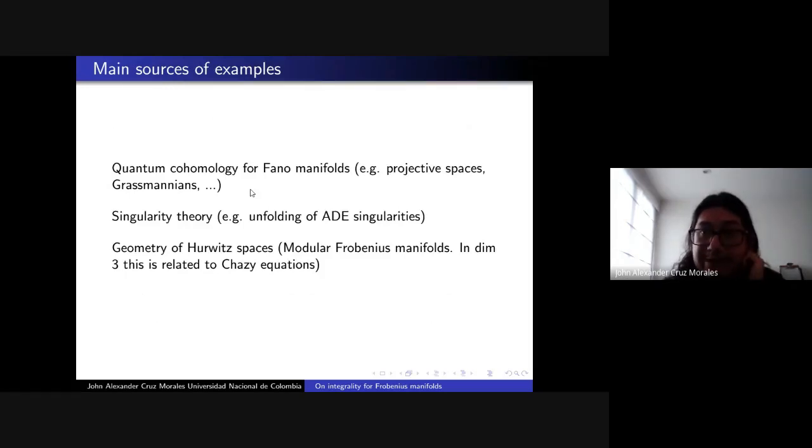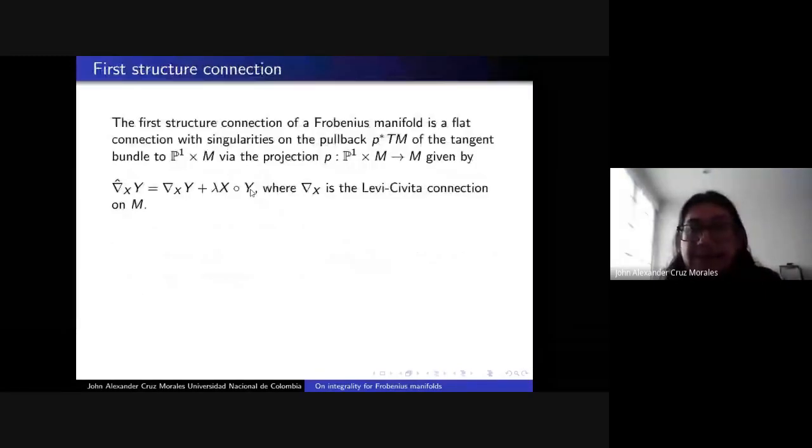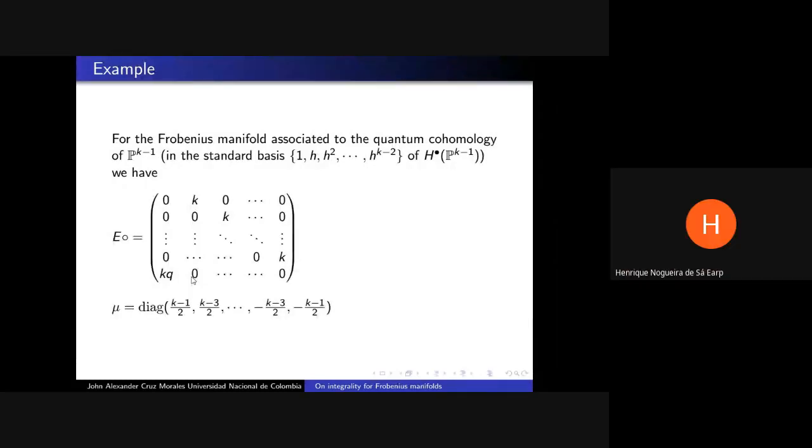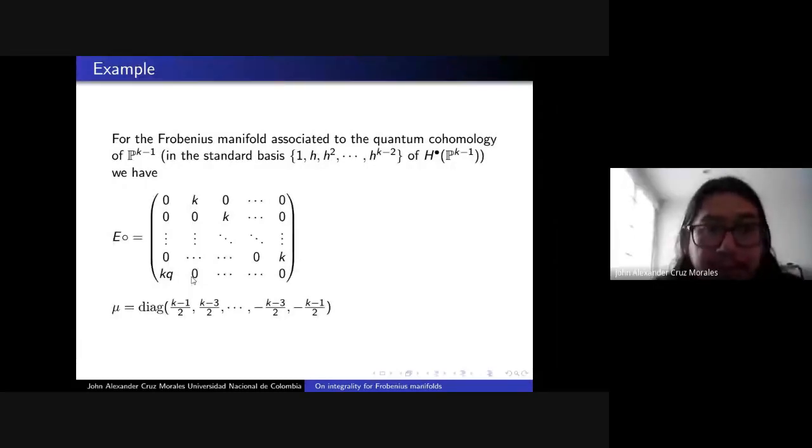And you can actually write this connection as a matrix differential equation, and you have this interpretation of the quantum product in terms of this equation and using this multiplication by the Euler vector field. But in this case, it's just the matrix multiplication, right? Okay, cool.